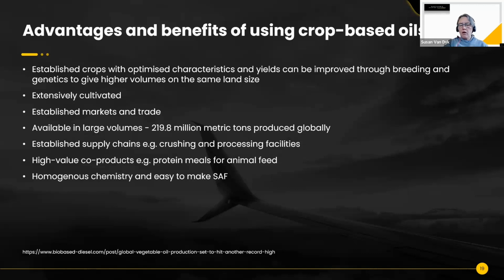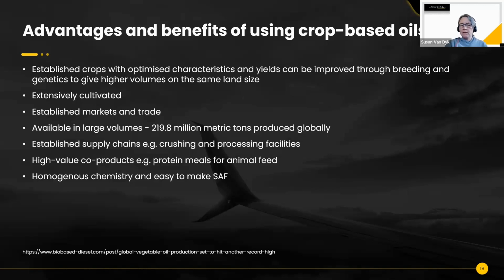So when we think of using crop-based oils for SAF, we have established crops with optimized characteristics. So through genetics and breeding over decades and decades, these are optimized plants, and we can keep on increasing the yields, not through genetic modification even, just through normal breeding, that you can improve the seed to increase yields on the same size land. It's extensively cultivated already. There's established markets and trade flows. It's available in large volumes, so that the total crop-based oils produced globally is about 220 million metric tons.